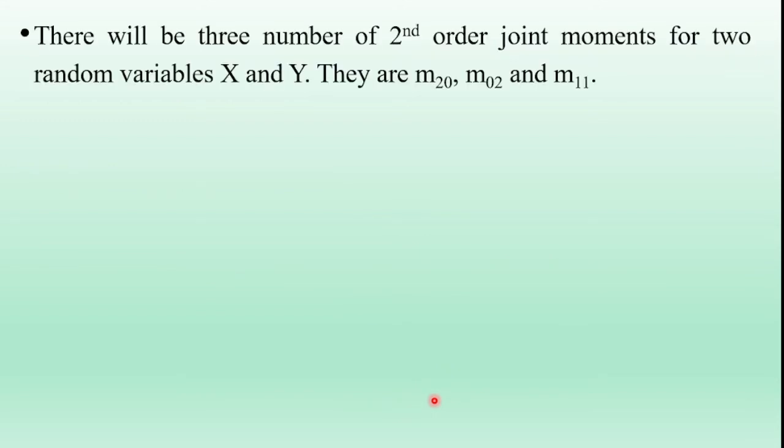Now the second order moments. In this joint moment about origin, there will be three second order joint moments, that are M20, M02 and M11. There are three second order joint moments of the random variables x and y.